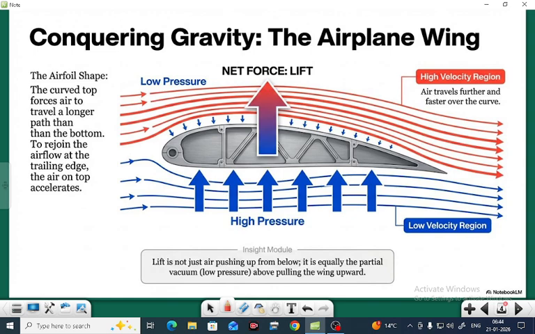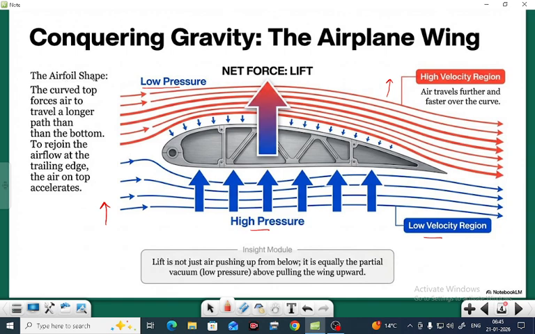Next one you see here, conquering gravity in the airplane wing. I already told you this one. Here you see the net force, lift, here also. The speed is very high, a high velocity region. Here the high velocity region is here. Air travels faster and faster over the curve. So when the velocity is high, it creates a low pressure zone. And here the velocity is low, a low velocity region, therefore it creates a high pressure zone. So there is a net force from high pressure to low pressure, that means in the upward direction.